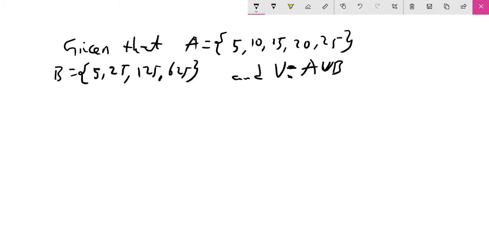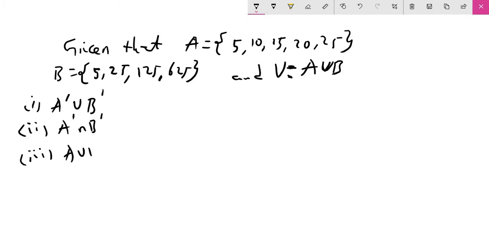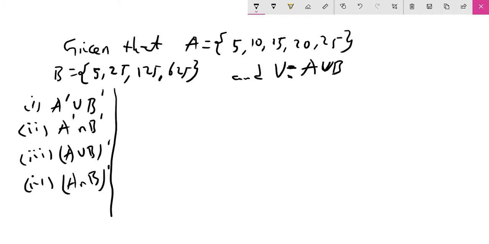So now we have to list the elements of A complement union B complement and A complement intersection B complement. And I'll actually just add, just for the purpose of illustration, A union B complement and A intersection B complement. All right.